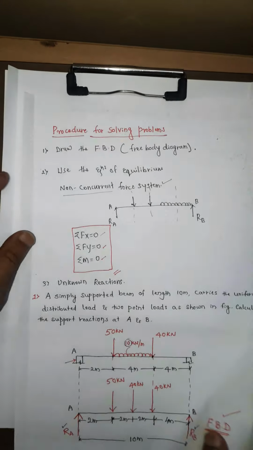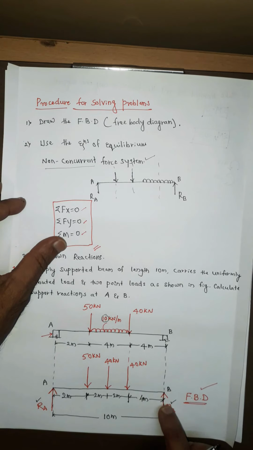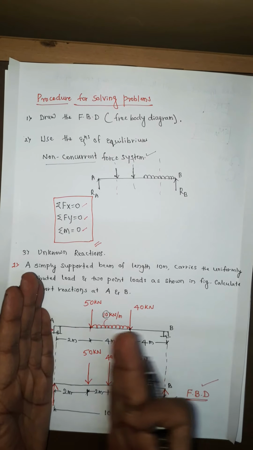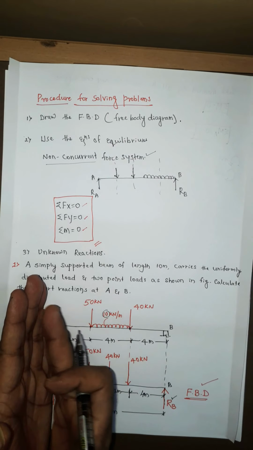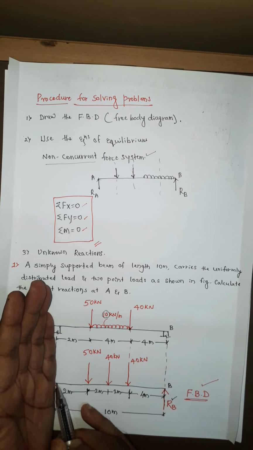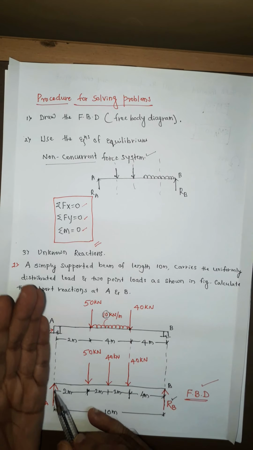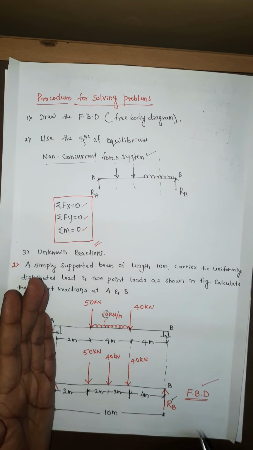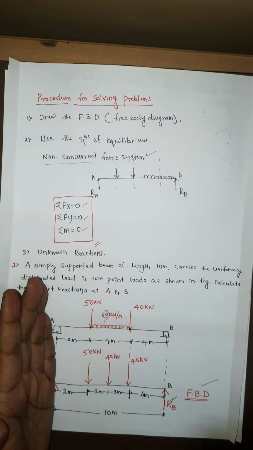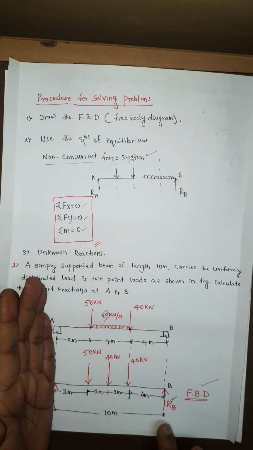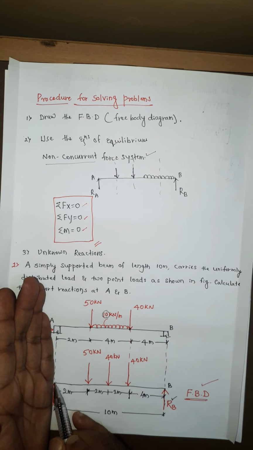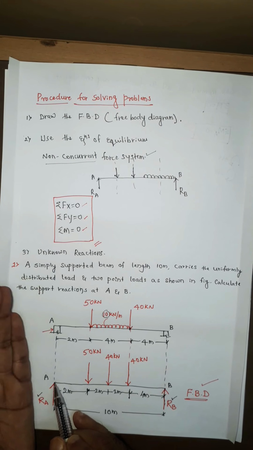Now when you take a moment of all these forces about A, start from this end B. So how many forces now? This RA, of course, is 0 only, because the moment of this RA will be 0 as it is passing through A. Now start from this: 1, 2, 3, 4. Moment is equal to force into perpendicular distance between the force and where you are calculating the moment. Right now we are calculating the moment about A.